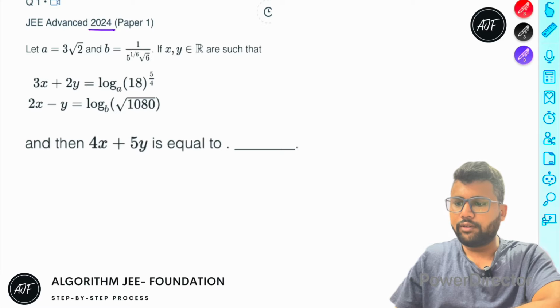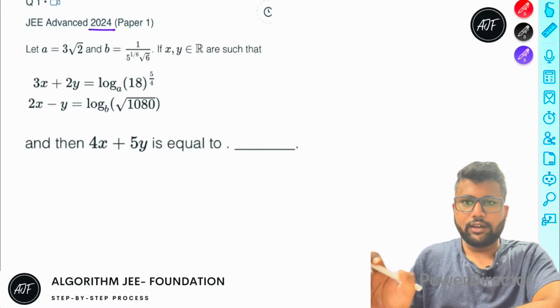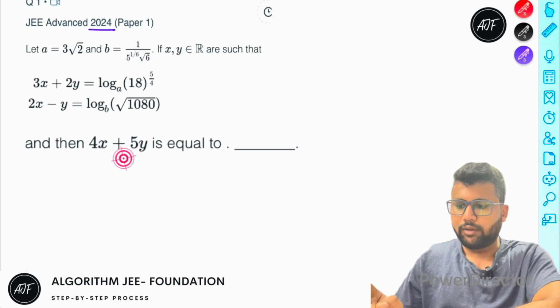The question gives a equal to 3 root 2 and b equal to 5 to the power 1 by 6 times root 6, where x and y belong to R, and there are two equations given. Put the value of a in one and the value of b in the other, and then find x and y, and then 4x plus 5y.